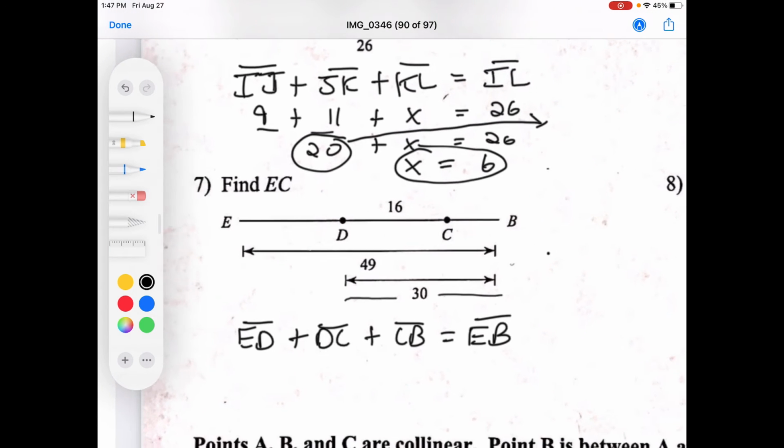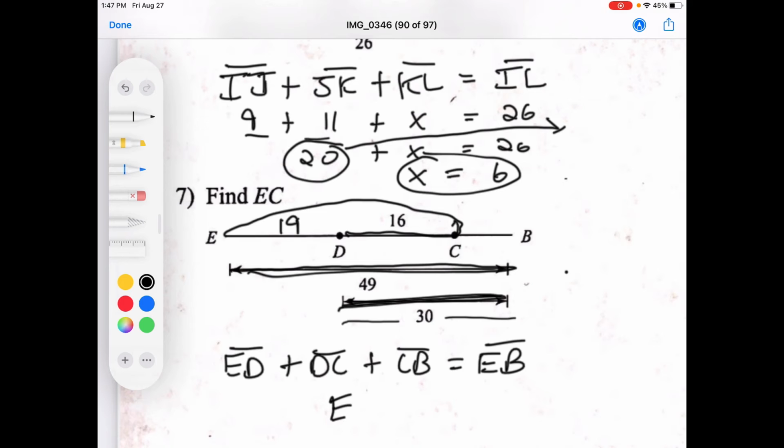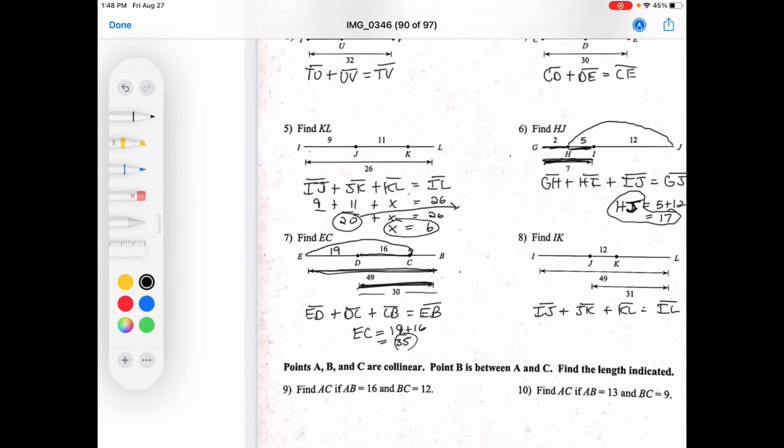All right. This one wants EC, which is from here to here. We know this is 16. If we can figure out from E to D, then we'll have it. And so what we could do is, since the whole segment is 49, and we know from here to here is 30, from D to B is 30, if we subtract 49 and 30, we'll get what's left, which is 19. And so EC is going to equal 19 plus 16. And that's going to give me 35.